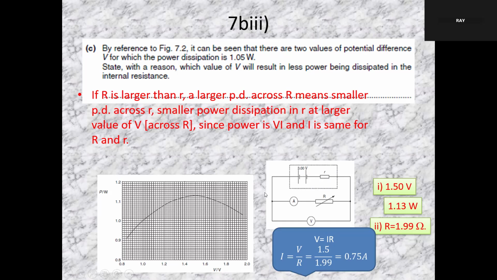Power dissipated is P equals VI. That's what they're saying. R is larger, so smaller power is dissipated in r at the larger value of V, since power is VI and I is the same for both values of V. The current is the same.